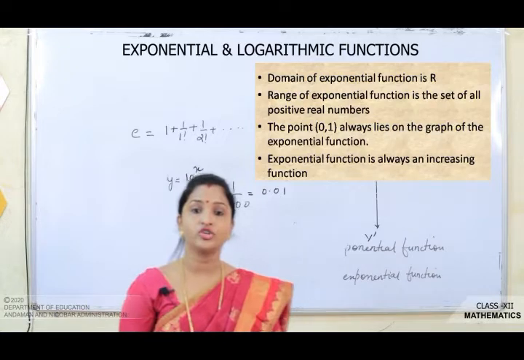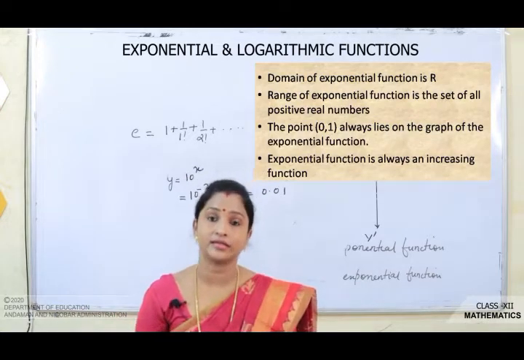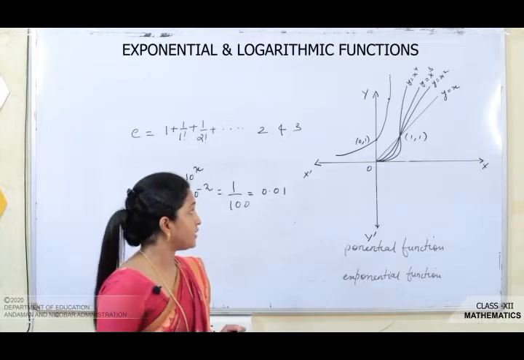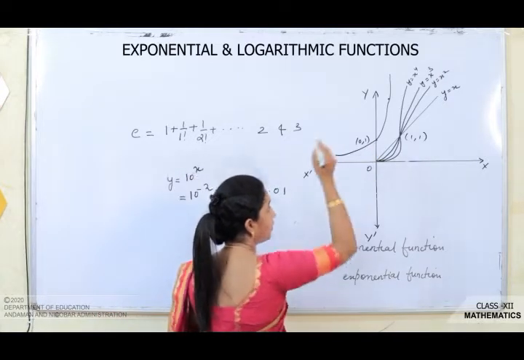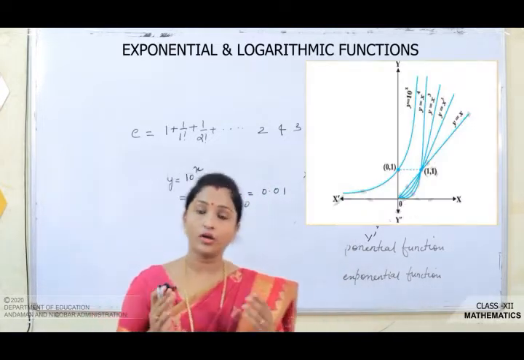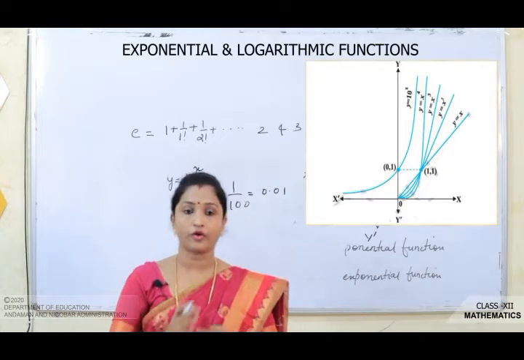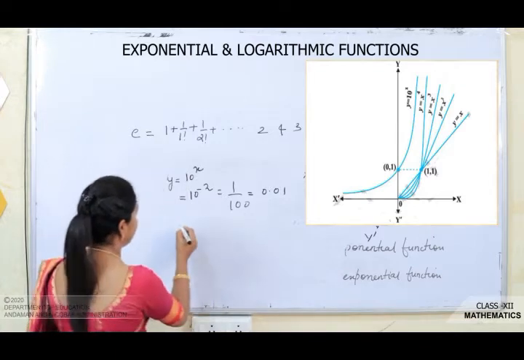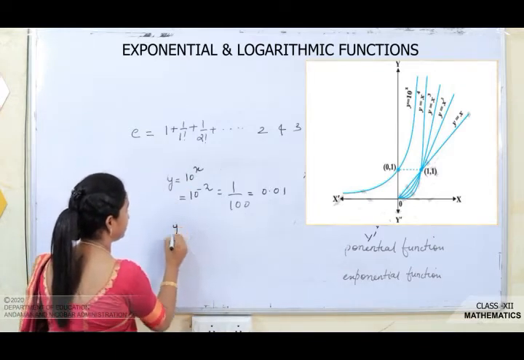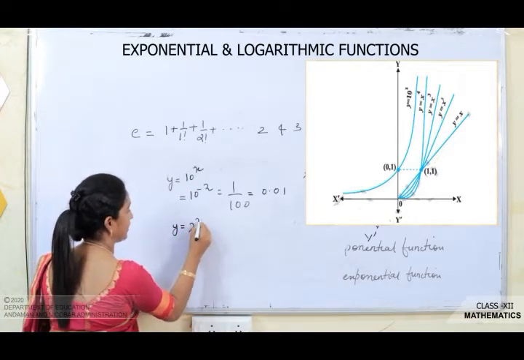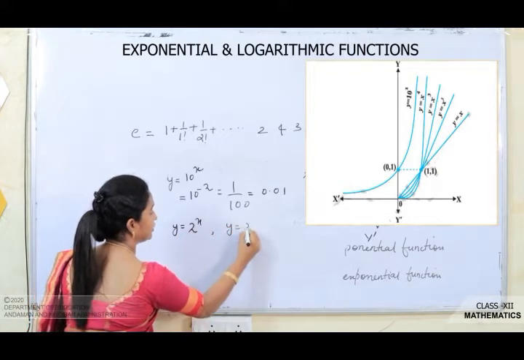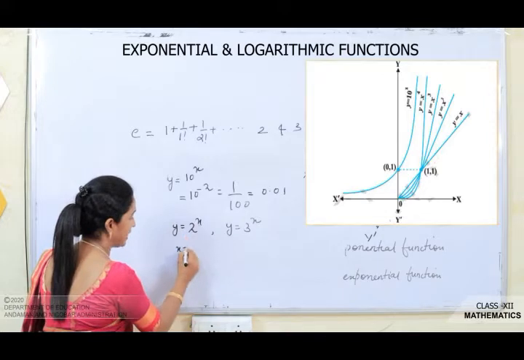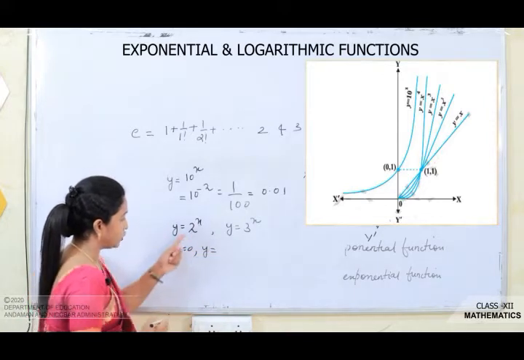So these are the salient features. One more very important salient feature is the point (0, 1), which always lies on the graph of all exponential functions. How? If you take, like I took one function, 2 to the power x, and one more I'll take, 3 to the power x. When x is 0, what value of y are you going to get?